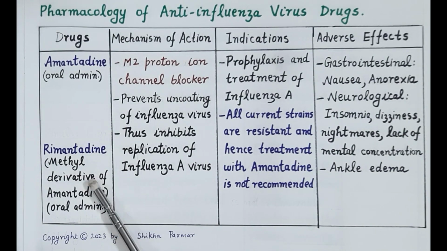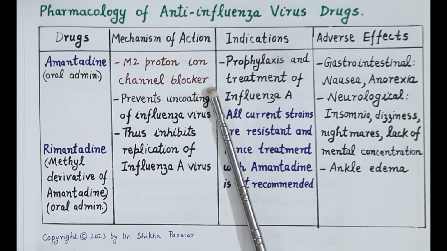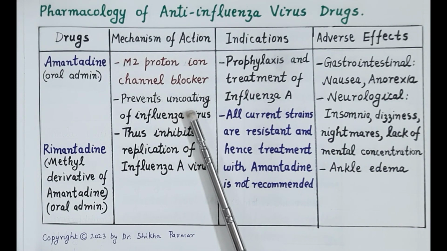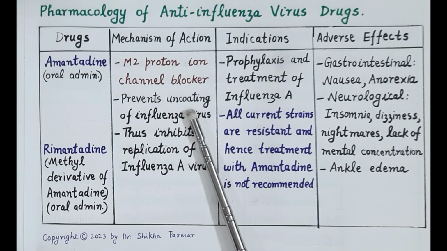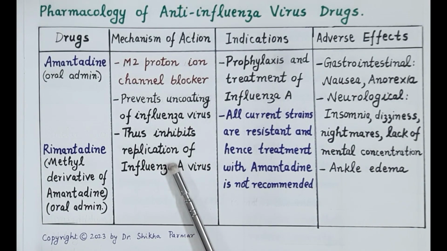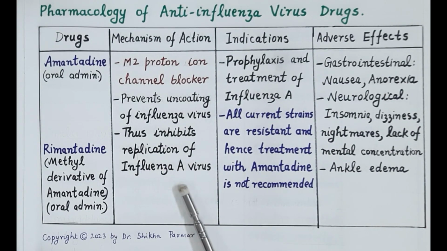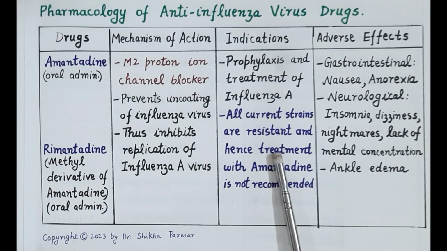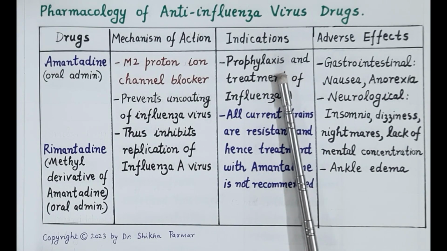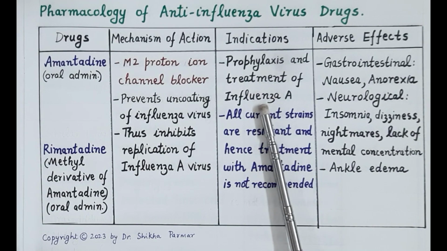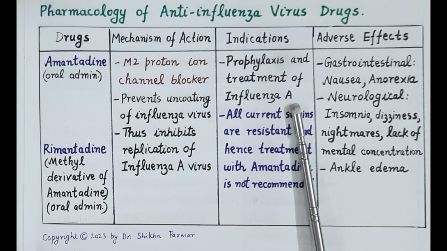Now, both these drugs are administered orally. Now, as already discussed, these drugs are M2 proton ion channel blockers and they prevent uncoating of influenza A virus. So, this inhibits replication, or we can say this inhibits multiplication, of influenza A virus. Then indications. These drugs are indicated in the prophylaxis and treatment of influenza A virus.